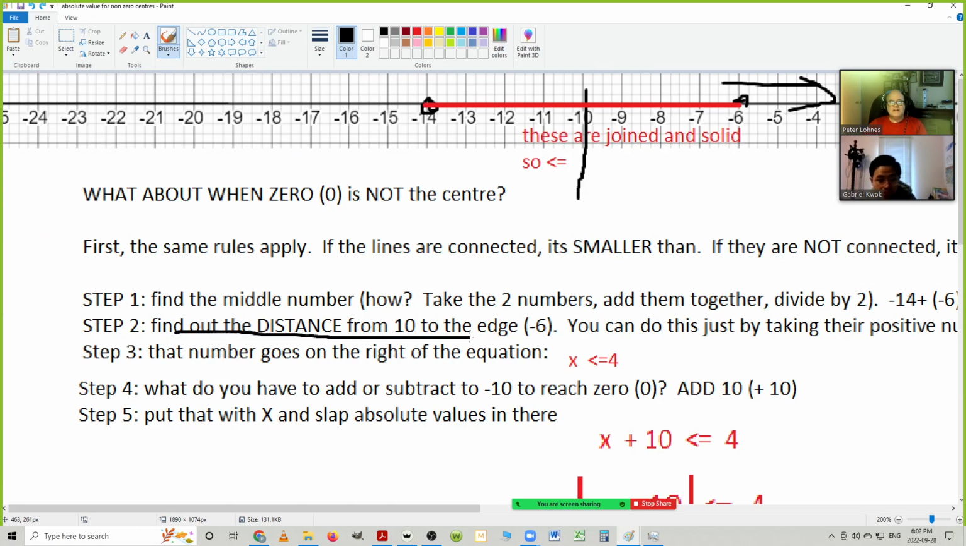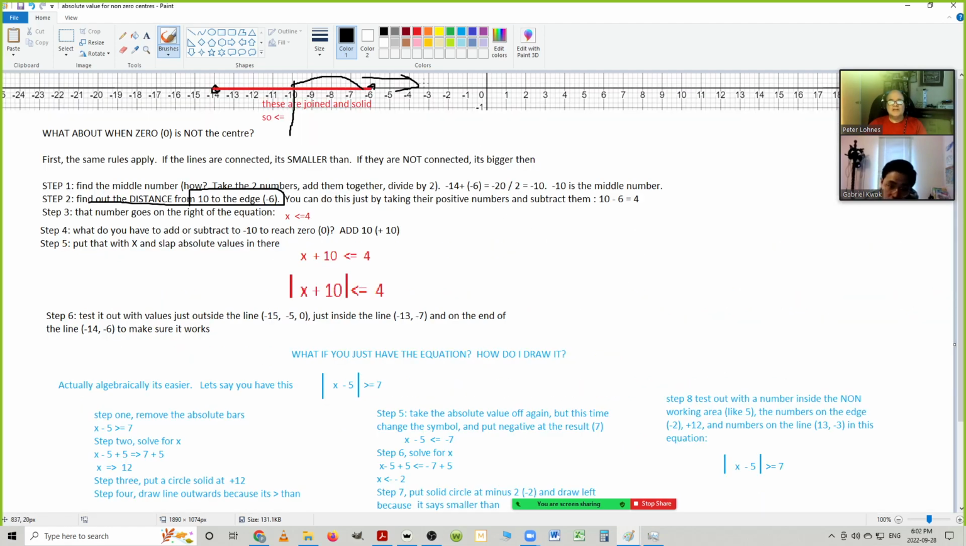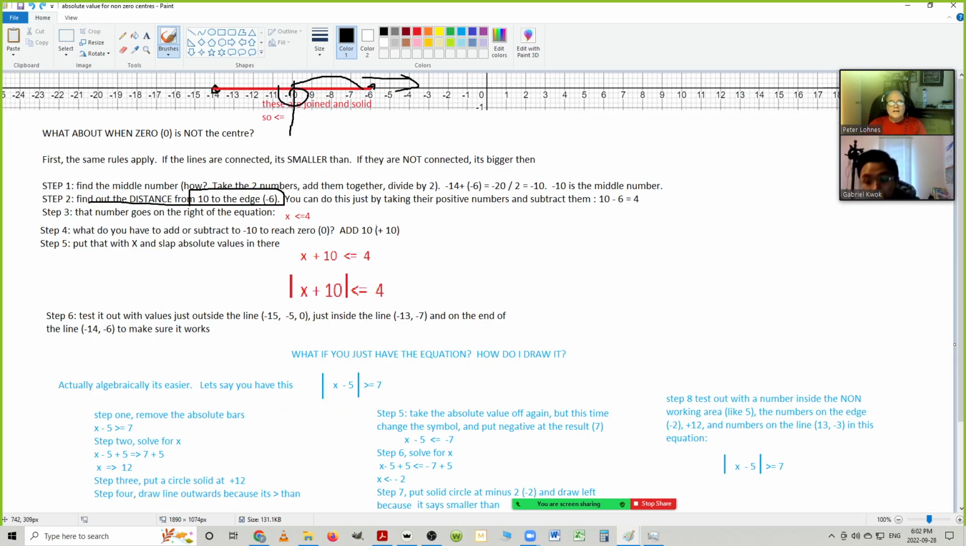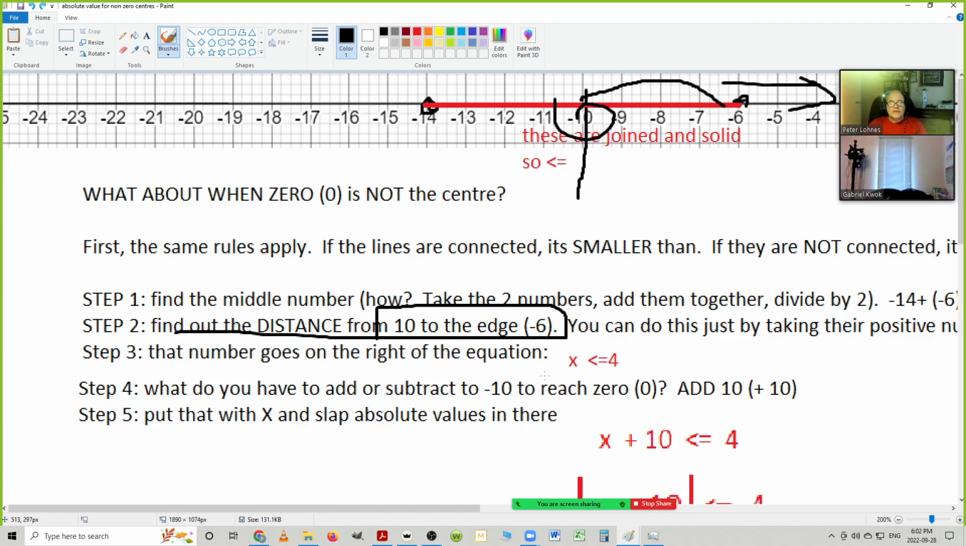Find out the distance from 10 to the edge. It doesn't matter which way you go, which edge. You might as well go to the right. How much distance is there? 4. And if you weren't sure of the numbers, you can just take the positive values of each. 10 minus 6 is 4. Now, that number goes on the right of the equation like this. Instead of smaller equals that, you know how we had the smaller equals to the edge? We're going to do the smaller equals of the distance to that line.